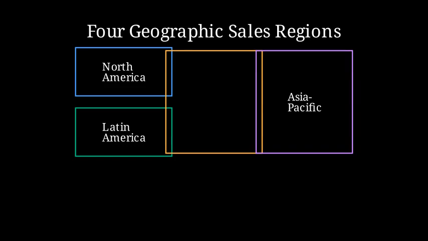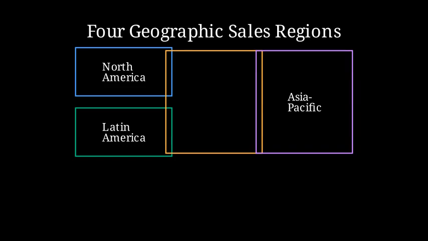Step 3 is to look at the rest of the globe. The third region is Asia-Pacific. This includes countries like Japan and China, and also Australia and nearby islands. The fourth region is Latin America, which includes Mexico, Central America, and South America.